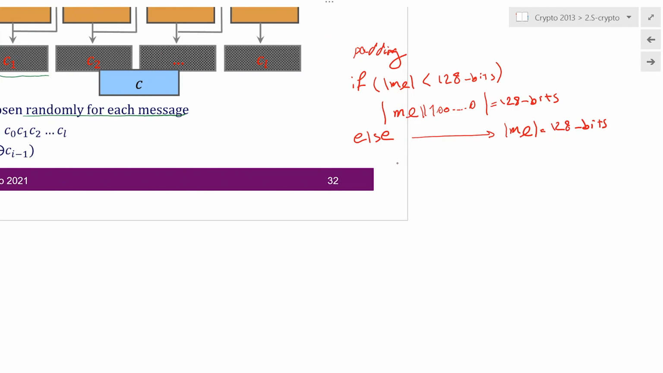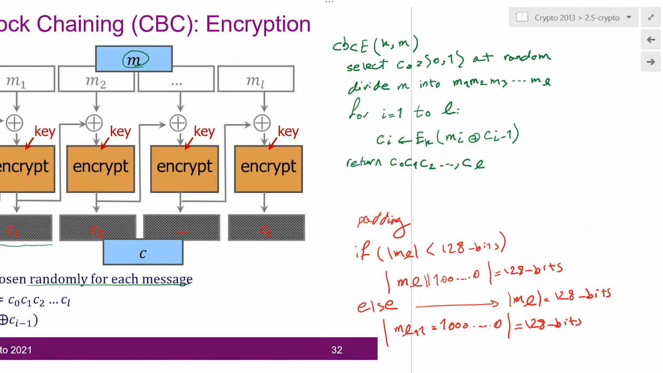So how do we do that? In order to deal with that, we are going to add another block, ML plus 1. We are going to let this one be 1 and all zeros, so that the length of this whole thing becomes 128 bits. So we are just basically adding the entire padding to a new block, right? And done. So we already added an extra block over here. You can imagine that we add another block, ML plus 1, and our algorithm is going to work as before. We would just produce an extra block that happened to be entirely padding.